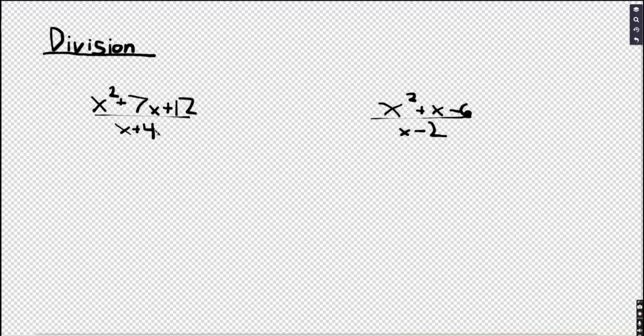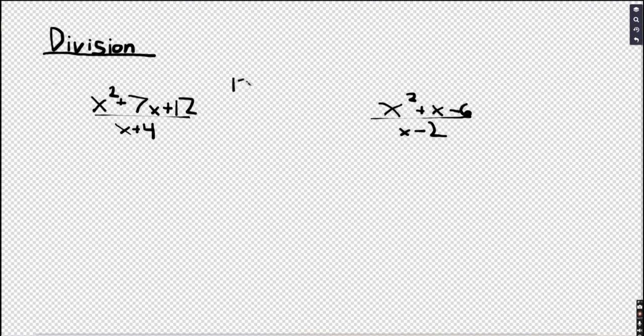Just a little trick. Normally, when you get a problem where it's a quadratic like this divided by x plus something or x minus something, it's usually going to have that as a factor. It's going to evenly divide. So let's just look for x plus 4 times x plus what is equal to x squared plus 7x plus 12.